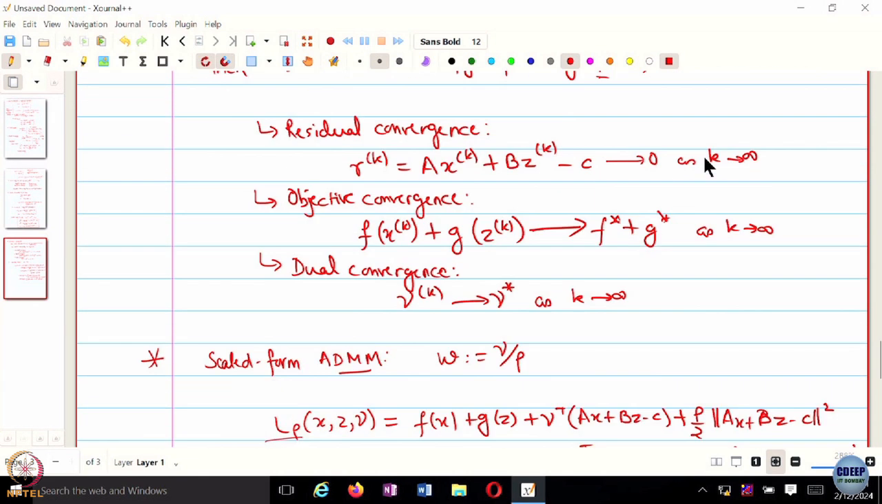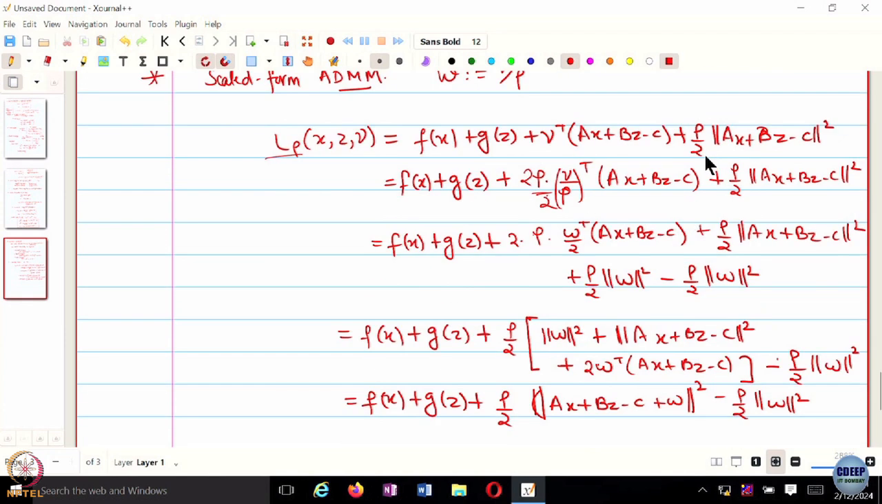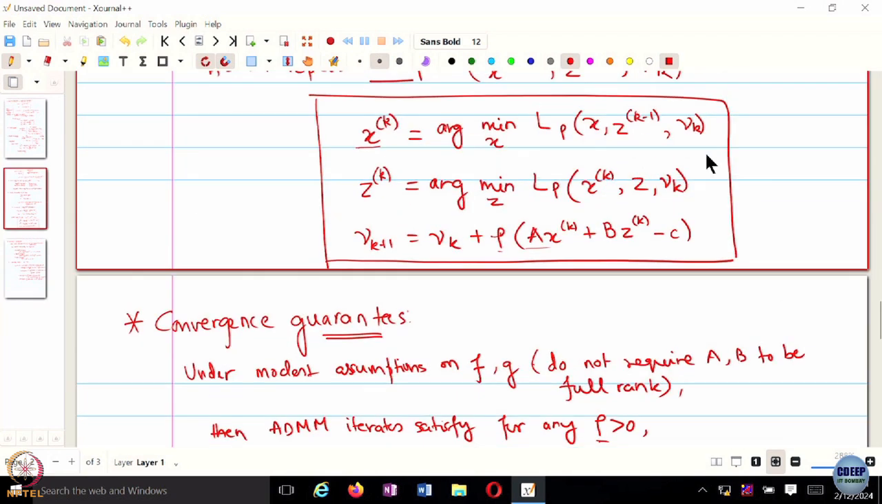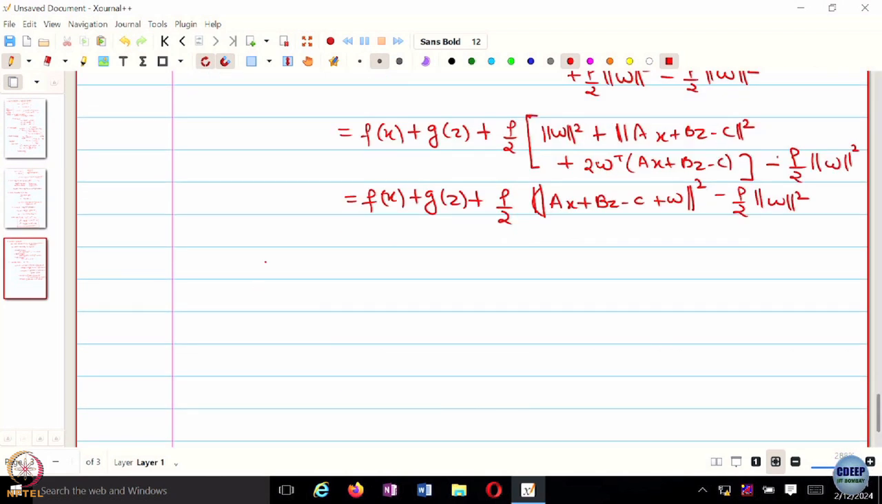Now for a fixed value of w and z, this is what you want to optimize. You first optimize with respect to x. Then you fix your x, get a new value of x, fix your w, and optimize with respect to z. Then you have a final update, which is this particular update over here. If I divide this by rho, you get w k plus 1 is equal to w k plus the residual r. So the final step is directly in terms of the residual.